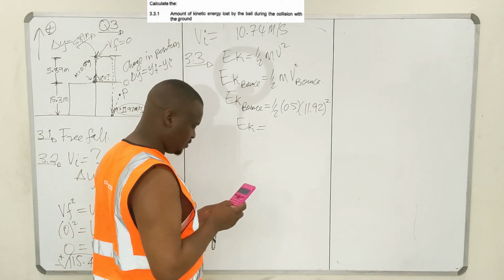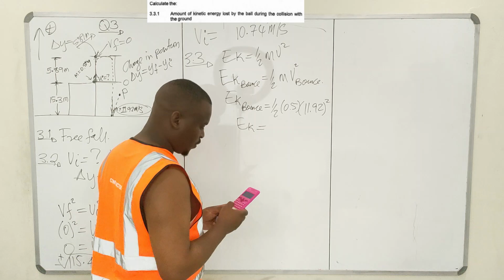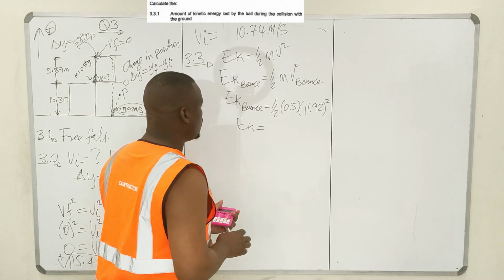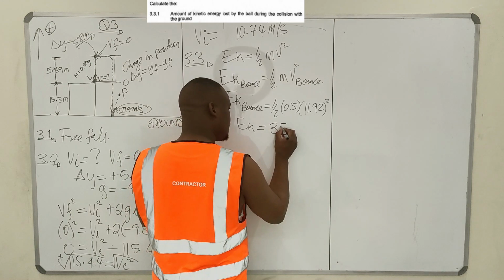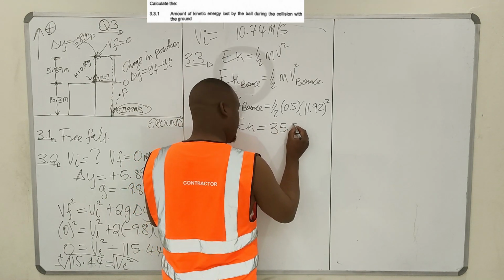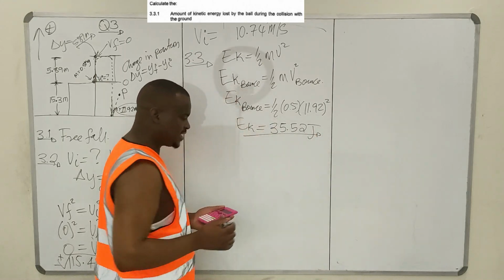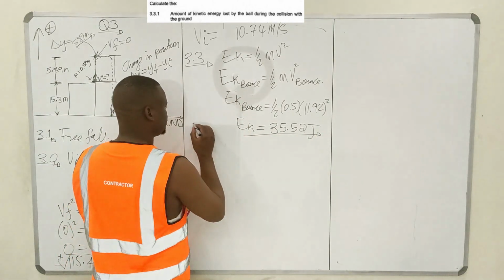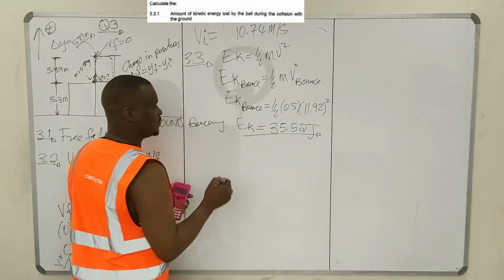So 0.5 times 11.92 all squared. So your ball bounced off with 35.52 joules. So this is the kinetic energy of the ball. This is the bouncing kinetic energy.